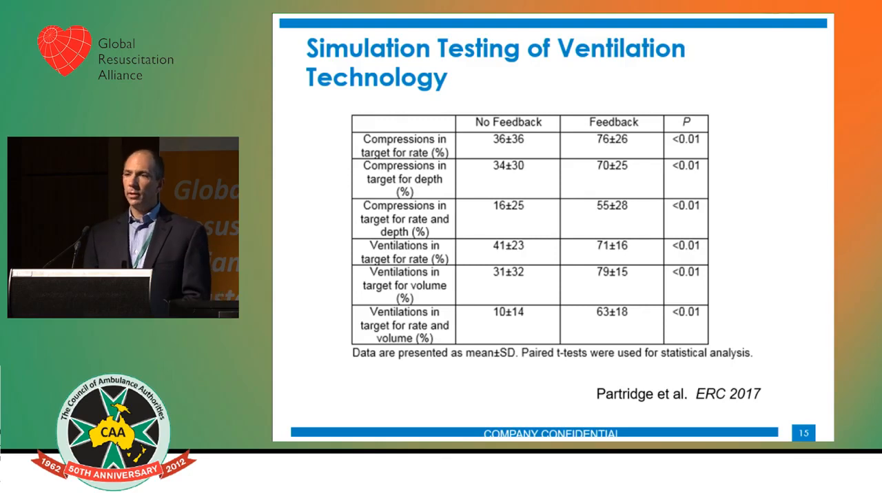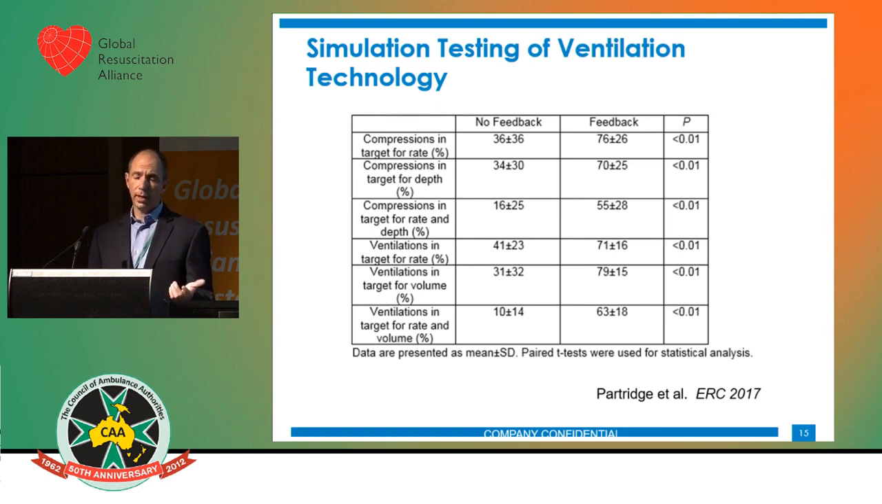So just to give you an idea of what the improvements were, without feedback, compressions in target for rate, 36%. With feedback, compressions in target for rate, 76%. Compressions in target for depth, 34% to 70% post-feedback. Depth and rate, 16% to 55%.